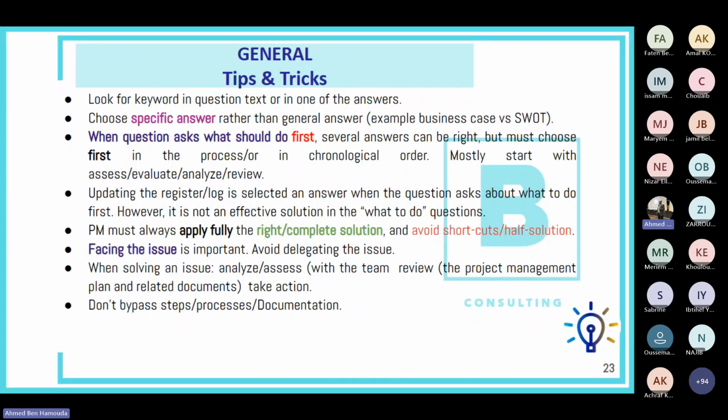For example, if the question asks you about a particular situation and it asks you what needs to be done first, and one of the answers is updating the register or the log, that's fine, because updating the register or the log is part of a process. Because remember, when the question asks you what to do first, it's usually going to test you on the chronological steps in a process. And we will be seeing the change management process, the risk management process, etc. So the question tests you on whether you know the chronological order of the steps. So if one of the answers is to update a register or a log, you might need to pick it as an answer if the question asks you what to do first.